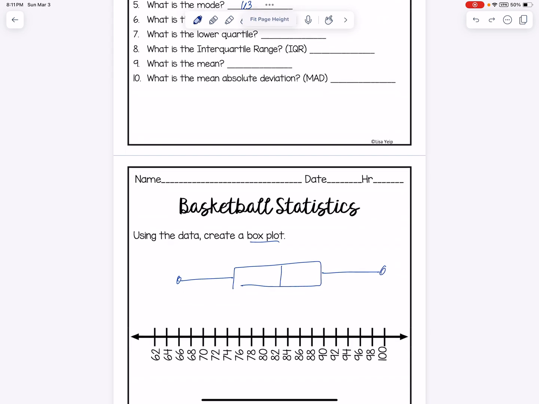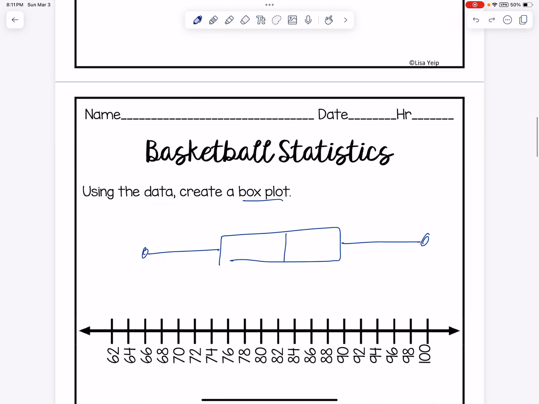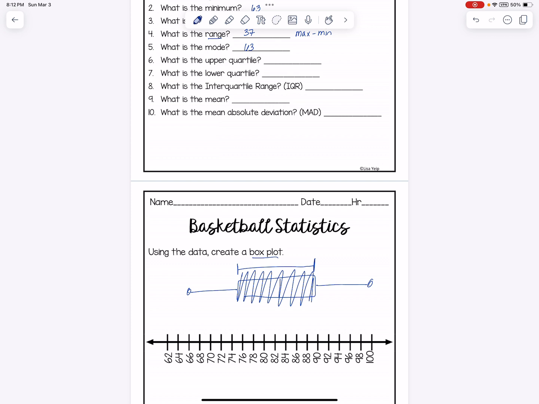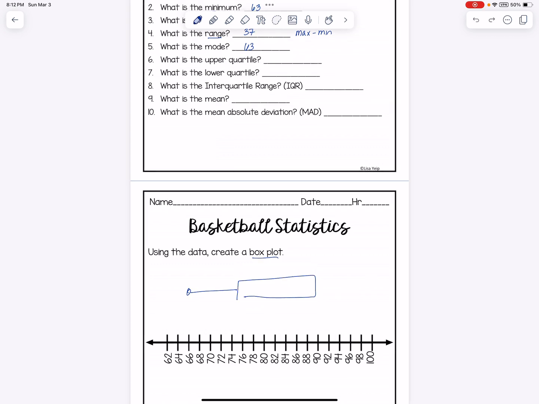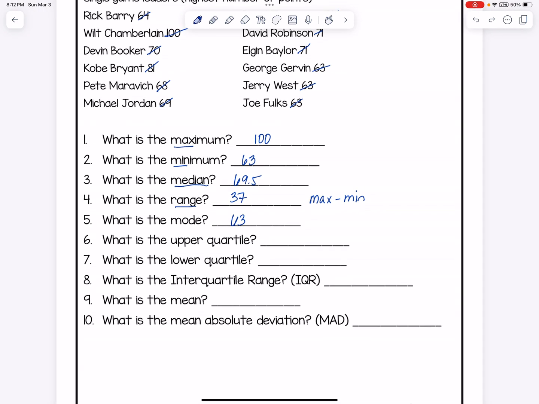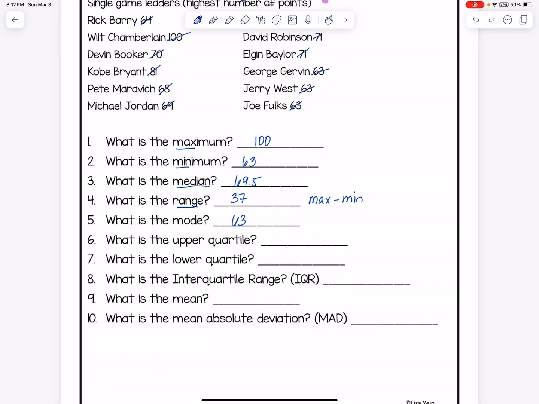When we're talking about the interquartile range, we're talking about the inner quartiles and their range. So what's this span from here to here? That's what the IQR is. And then we understand the mean and mean absolute deviation. So let's go ahead and gather this data. So it says what is the upper quartile, lower quartile, and so on.